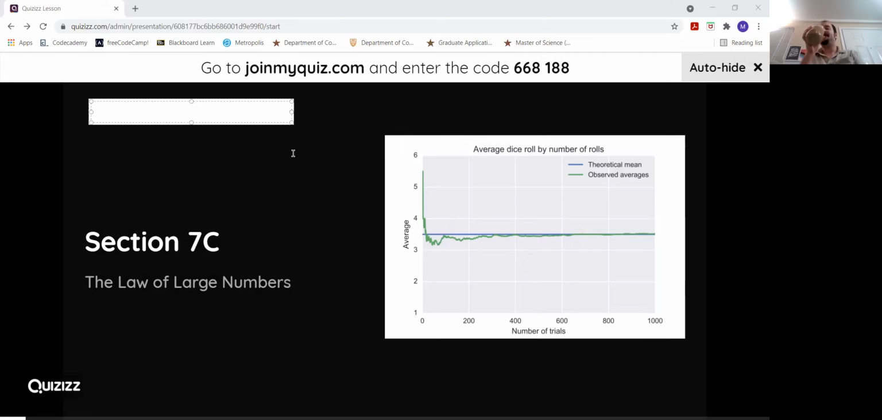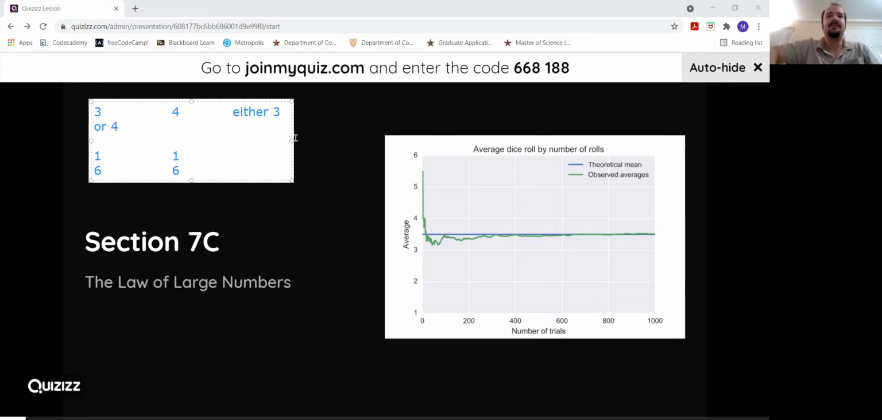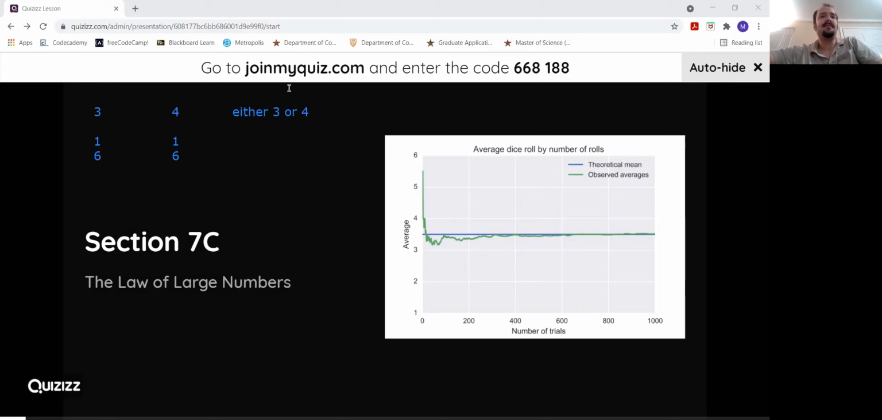Sip of coffee and think about that. If you want to roll a 3 or a 4 on a die, there's a 1 in 6 probability this thing's going to happen, and a 1 in 6 probability this other thing's going to happen. So if I want to think about rolling either a 3 or a 4, this is going to look something like 1/6 plus 1/6. If you're talking about two sides of the die, you're talking about a third of the die.